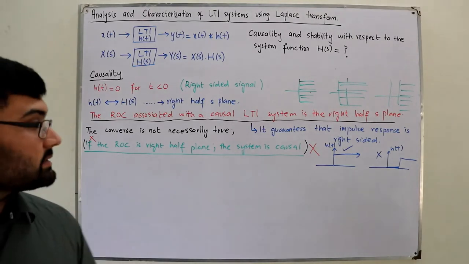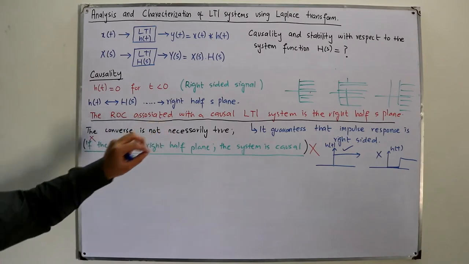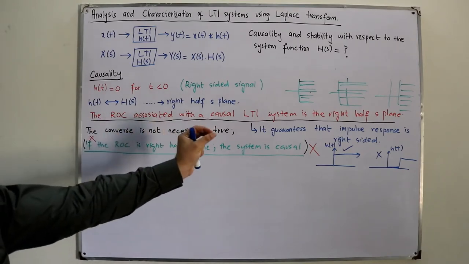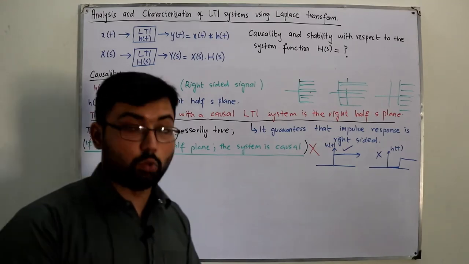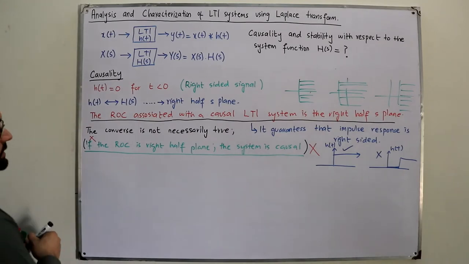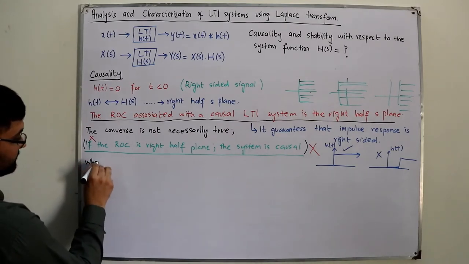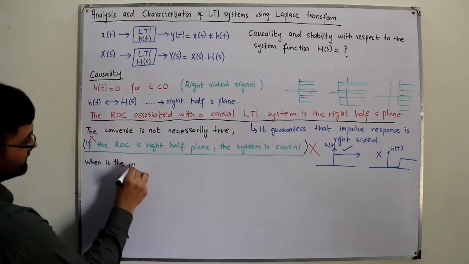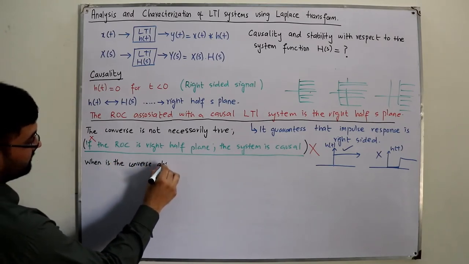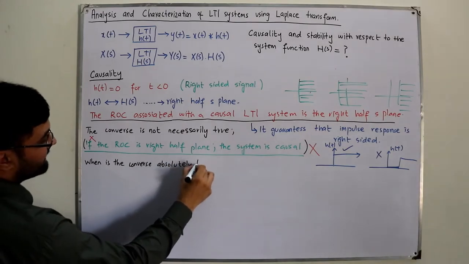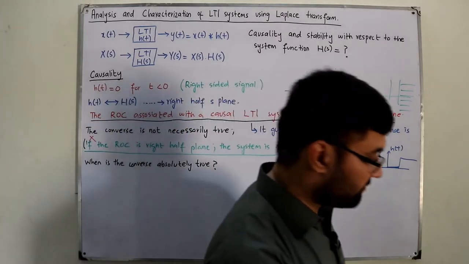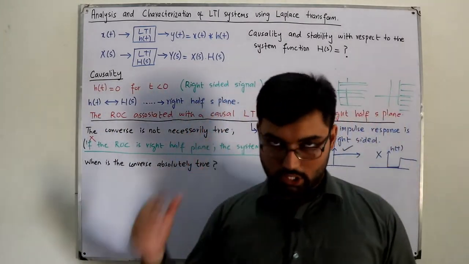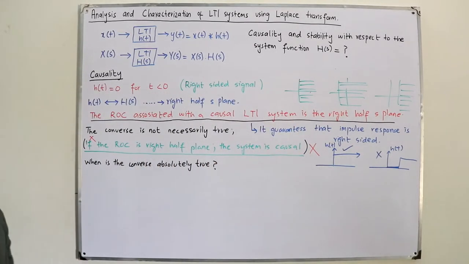Now, when is this statement always true? The ROC associated with the causal system is right. This is always true, but the converse is not. So when is the converse absolutely true? So I would write over here, when is the converse absolutely true? That is the case when your Laplace transform or the system function is rational. When it is rational.